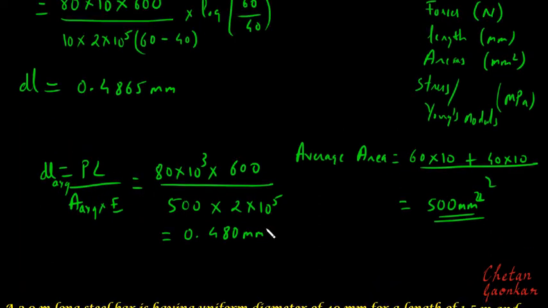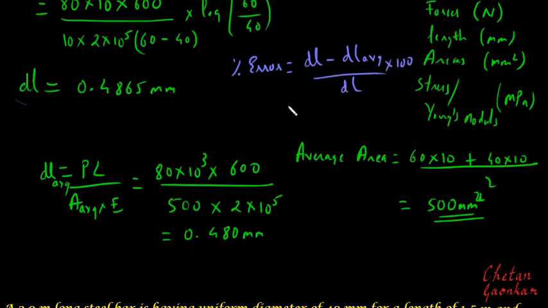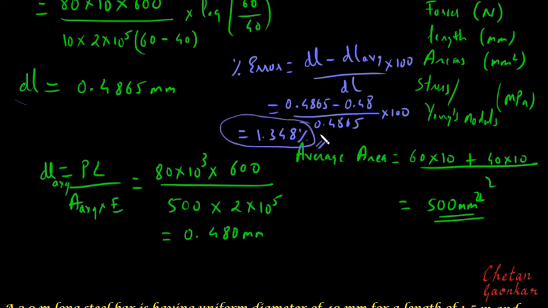If I want to calculate the percentage error, it will be DL actual minus DL average, divided by actual, multiplied by 100. So basically this will be 0.4865 minus 0.48, divided by 0.4865, multiplied by 100, and then we can easily calculate that this percentage error will be around 1.348 percent. So this is what we have found.